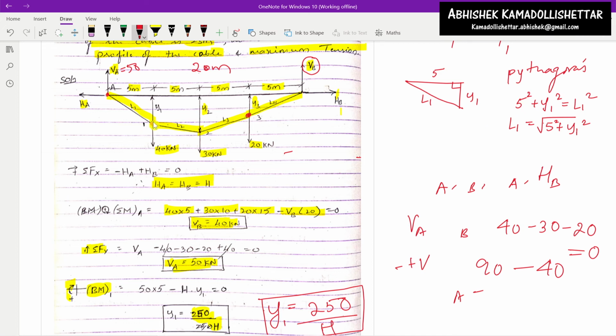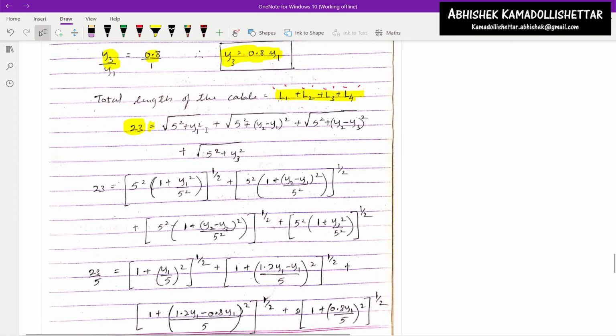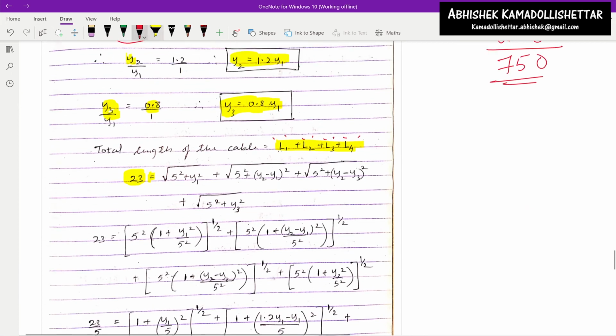Similarly, whenever we take the second triangle, the length here will be y2 minus y1. At location 3, the distance will again be y2 minus y3. Respectively the lengths have been taken, and all the lengths have been calculated using Pythagoras theorem. L2 is the square root of 5 square plus (y2 minus y1) square, L3 is this one, and L4 is the square root of 5 square plus y3 square.